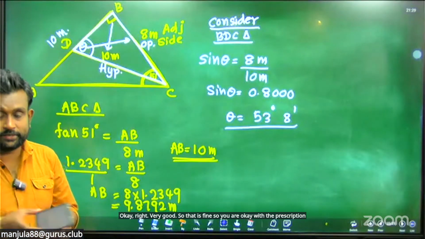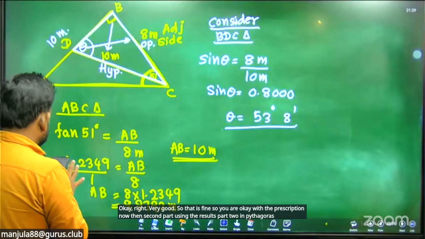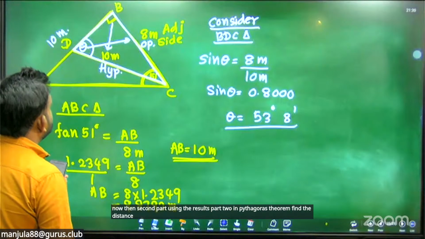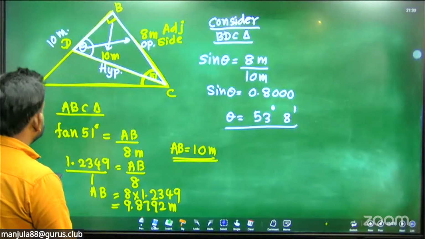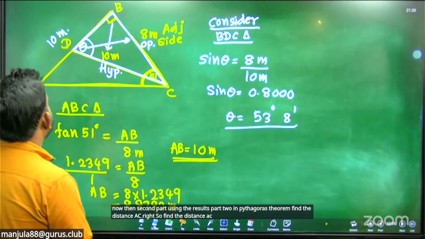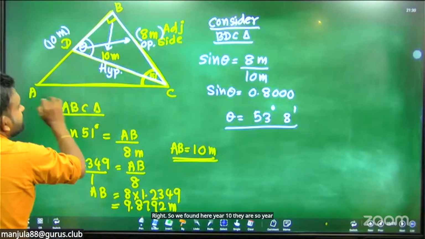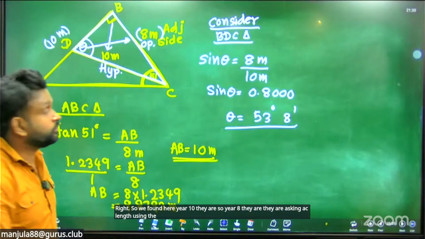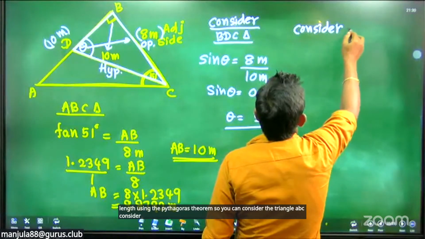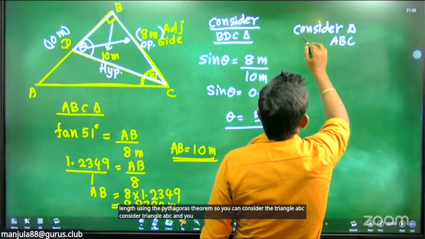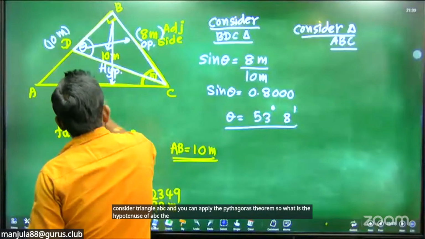Now the second part. Using the results of part 2 and the Pythagoras theorem, find the distance AC. Right, so find the distance AC. We found 10 here and 8 there. They are asking for the AC length using the Pythagoras theorem. So you can consider triangle ABC and apply the Pythagoras theorem. What is the hypotenuse of ABC? In front of the 90 degrees, AC is the hypotenuse.